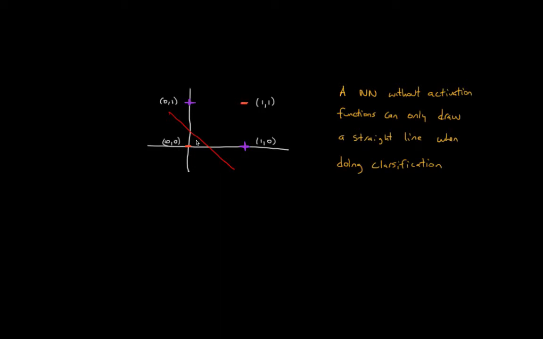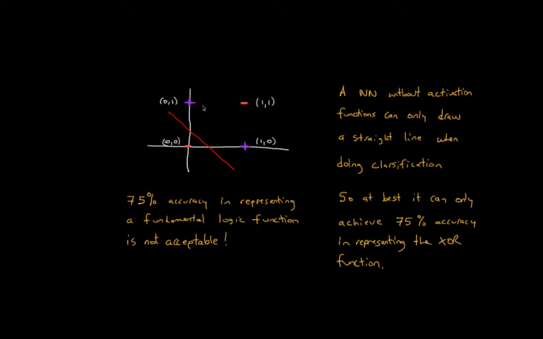Anything on the left of the red line gets an output of 0, and anything to the right of it gets an output of 1. So in this case, it gets this guy wrong. So it gets 75% accuracy in this case. But we can't have 75% accuracy when representing a fundamental logical operation like XOR.